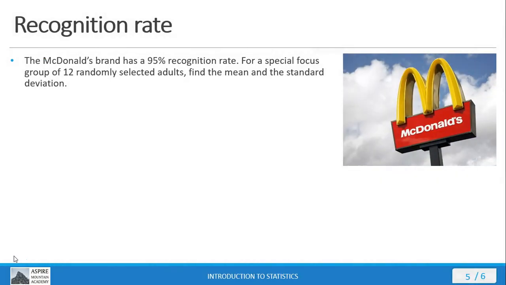Let's take a look at one last problem involving recognition rate. McDonald's has one of the most widely recognized brands in the world, 95% recognition rate. So a special focus group decided to randomly select 12 adults, and then we're asked to find the mean and the standard deviation from that group. Well, the mean, we know, is the number of trials multiplied by the probability of success. So we just take the 12 trials, 12 adults, and then multiply by our percentage, 95%. That's our recognition rate, and we get a mean of 11.4.